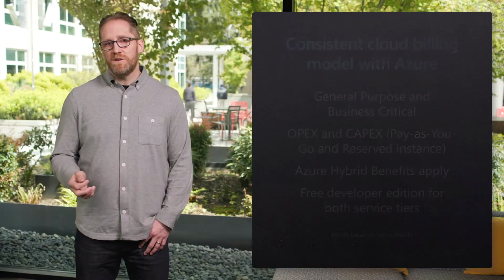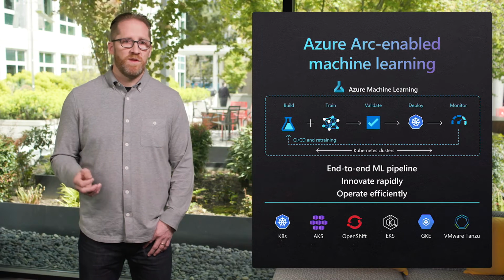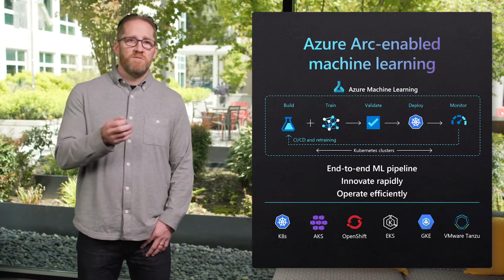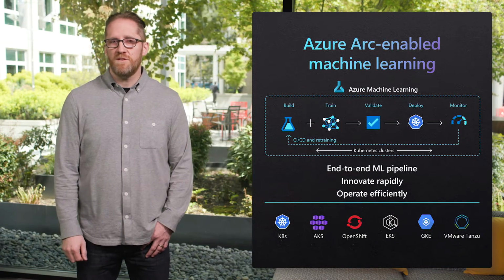Now, once you have all your operational databases running consistently across environments, let's talk about how we enable a full machine learning pipeline to discover the valuable insights from your data. With Azure Arc-enabled machine learning, you get full Azure Machine Learning Services capabilities to build, train, validate, and deploy models in your data center, edge site, or even other clouds.